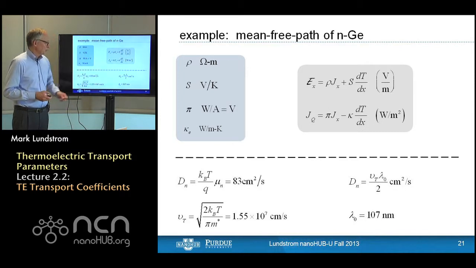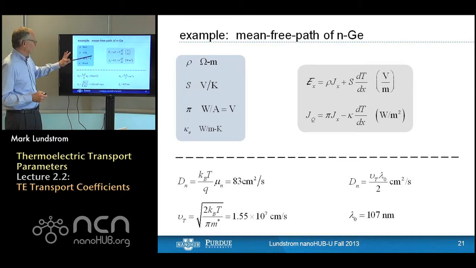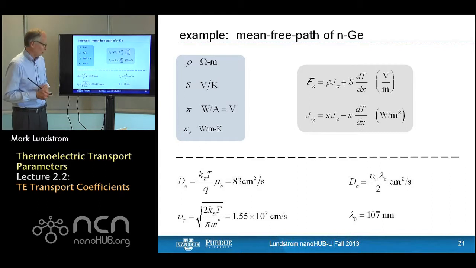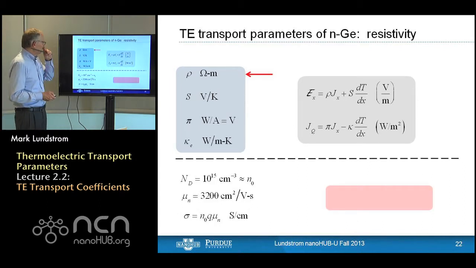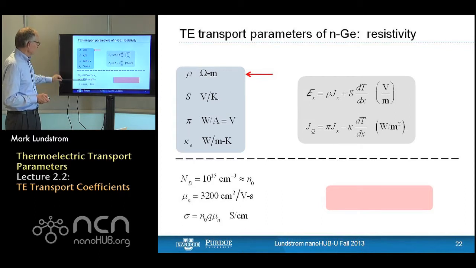We solve this equation for the mean free path, and we find that for this particular sample, the mean free path is just a little over 100 nanometers at room temperature. That's a relatively long mean free path. Okay, so now let's go through these parameters quickly, beginning with the resistivity.